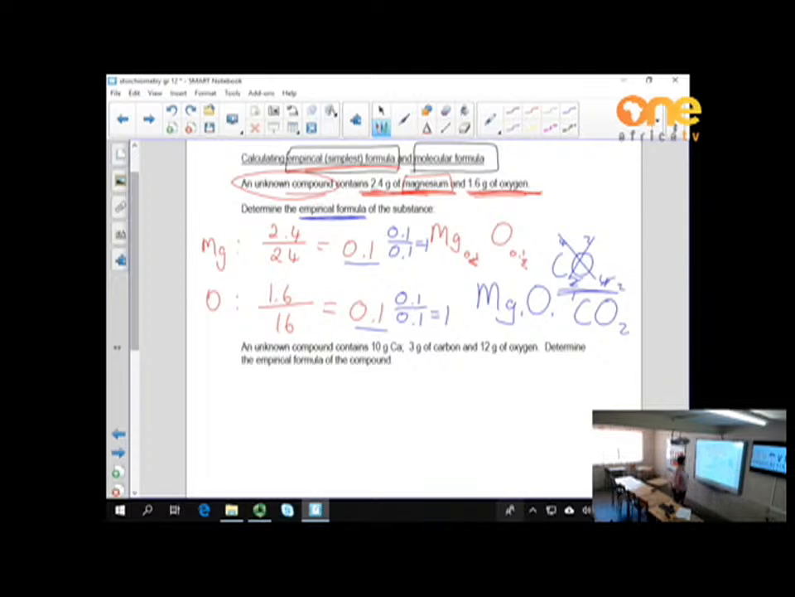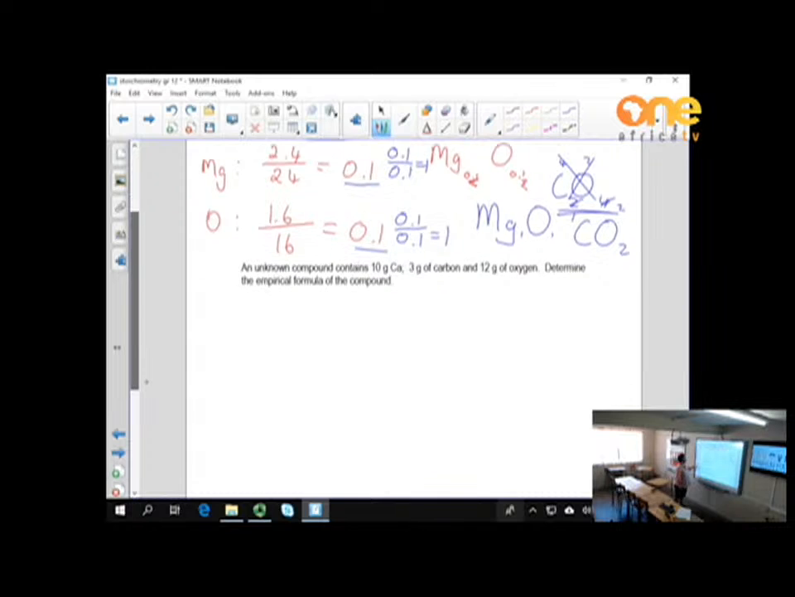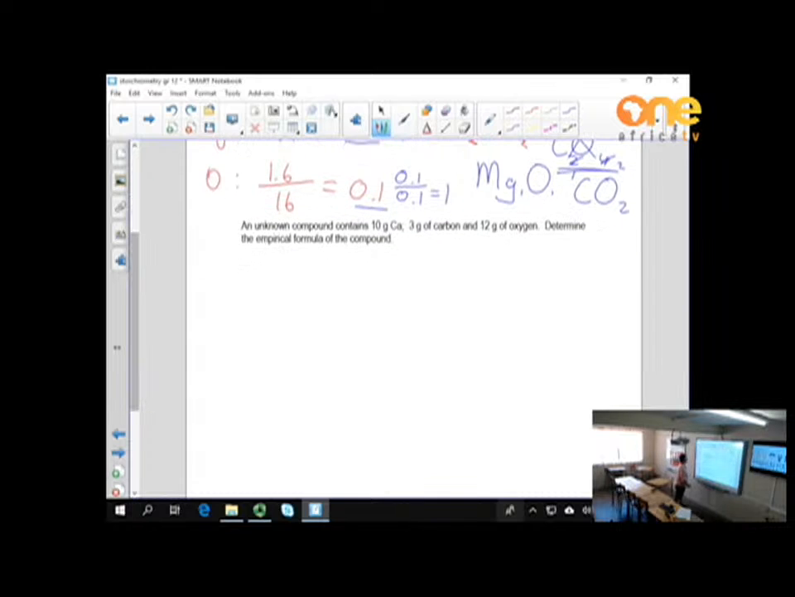Okay, so the next question that they tell us here: an unknown compound contains 10 grams of calcium, 3 grams of carbon and 12 grams of oxygen. Determine the empirical formula.